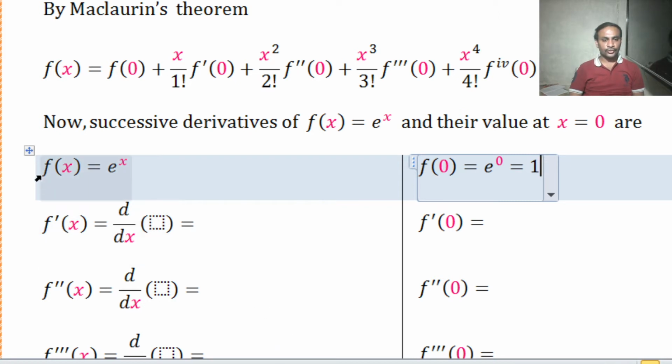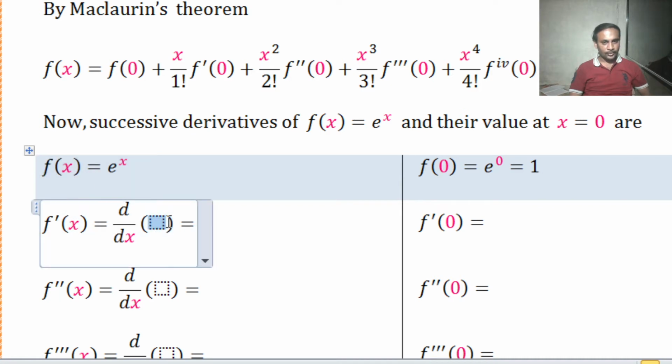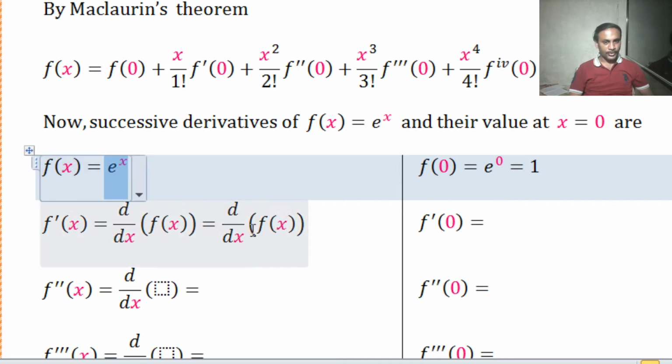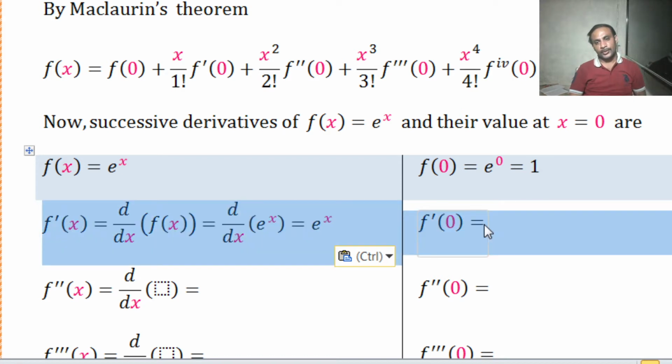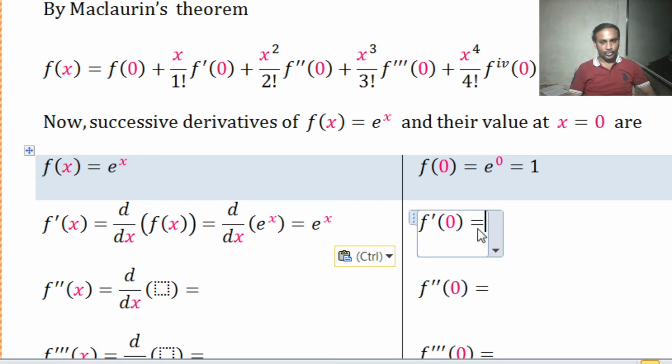Now to find f dash of 0 we have to take derivative of f of x with respect to x, but here f of x is e raised to x, but derivative of e raised to x is again e raised to x. Therefore here we are getting f dash of x is equal to e raised to x. Now from this we are finding f dash of 0. For that f dash of x is e raised to x, and in that we are putting x is equal to 0, so we get e raised to 0 as 1.